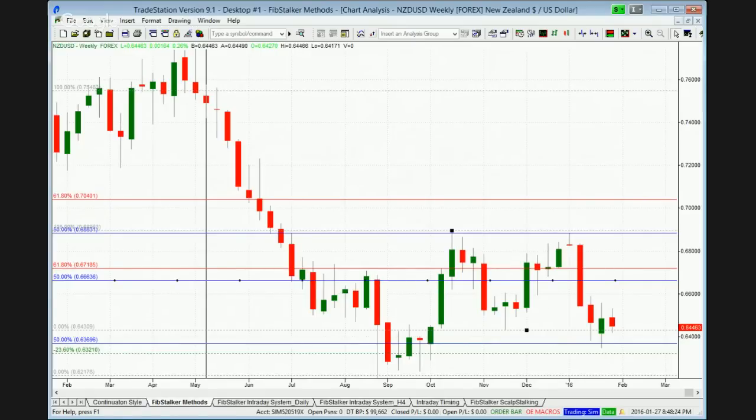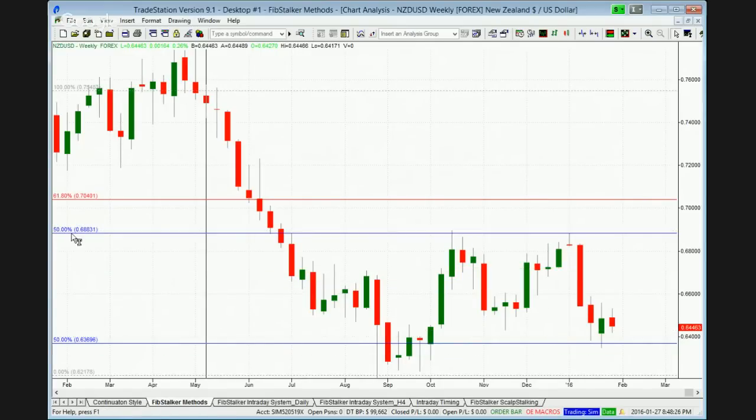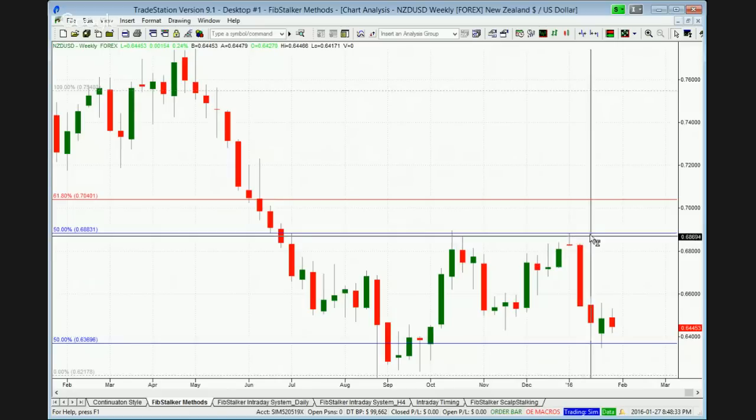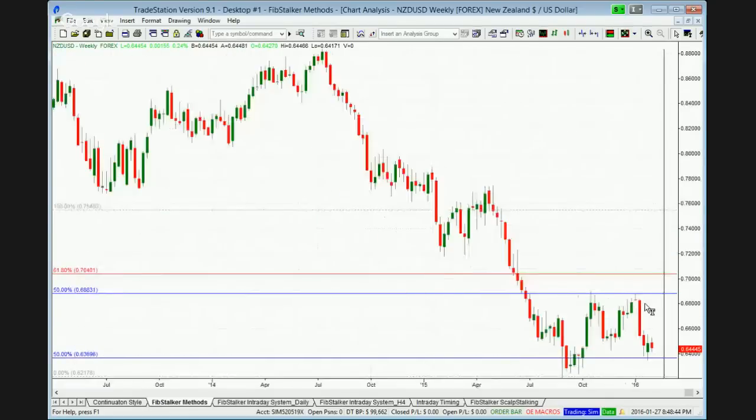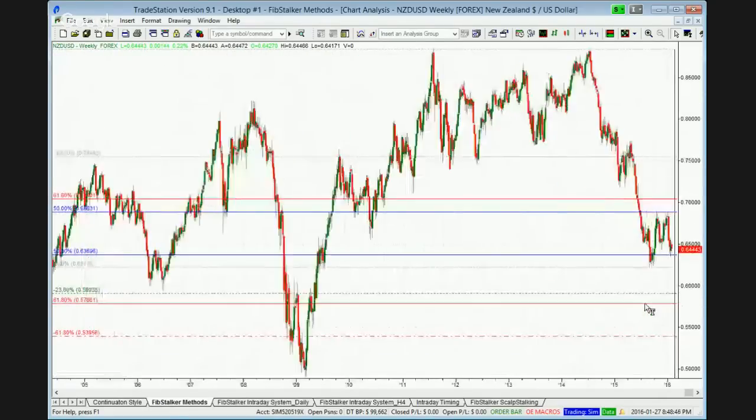Now, when I look at this market, what I see is that this market has reacted lower at 0.6883 twice, and look at the beauty of this level. It went higher to test that again, and that, by the way, is a formation they call M4 Marder in my FibStalker method. So now, you said you went long. On which basis did you go long?